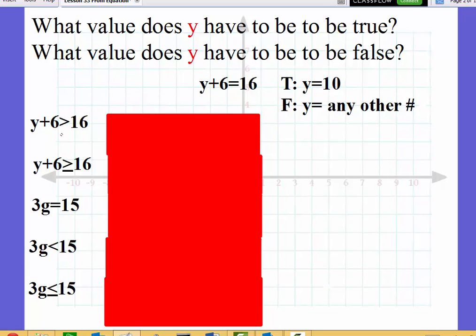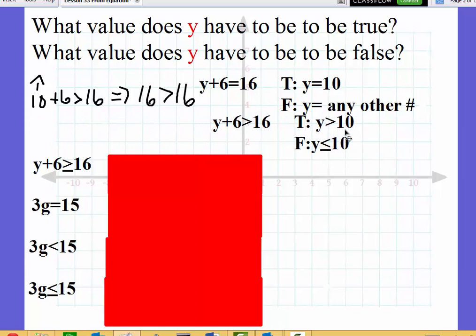Y plus 6 is greater than 16. Well, I know if I put 10 in, I would get 16. 10 plus 6 would lead me to this, and then I would have 16 is greater than 16. Is that true? That's not true. 16 is not bigger than 16. So what that means is my 10 has to be a larger number. So my answer is going to be y is greater than 10. If I just put 10 in, it'd be incorrect. So that's why it has to be greater than.